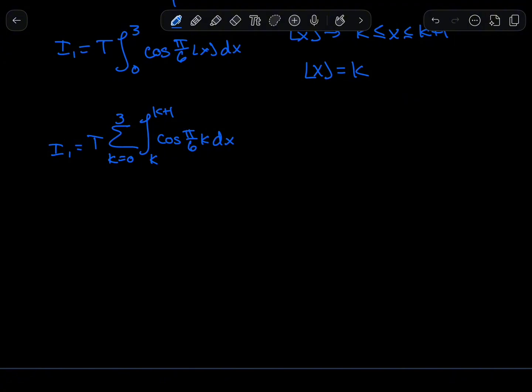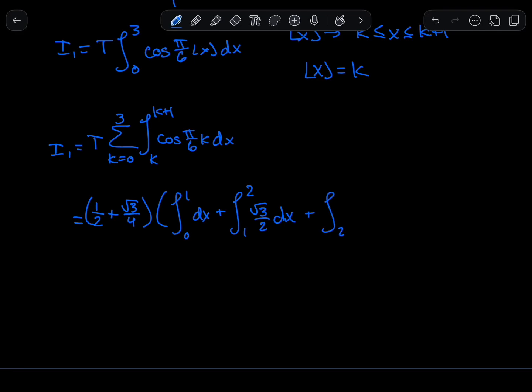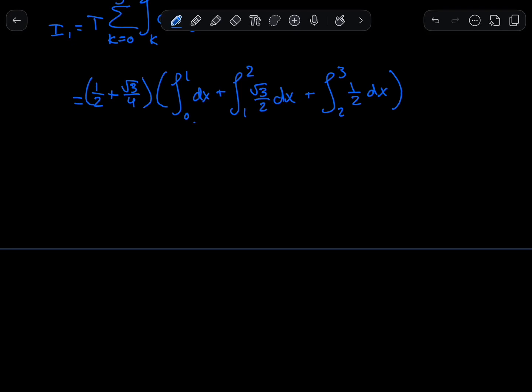And now we can just simplify this to the sum, which is just equal to, I'm going to rewrite this, 1/2 plus, or what was it, minus, not plus, 3/4 times the integral from 0 to 1 of cosine of 0, which is just 1, so we're just going to have the integral of dx plus the integral from 1 to 2 of cosine of pi by 6, which is just equal to root 3 over 2 dx, and then plus the integral from 2 to 3 of cosine of 2 times pi by 6, which is pi over 3, which is just equal to 1/2 dx.